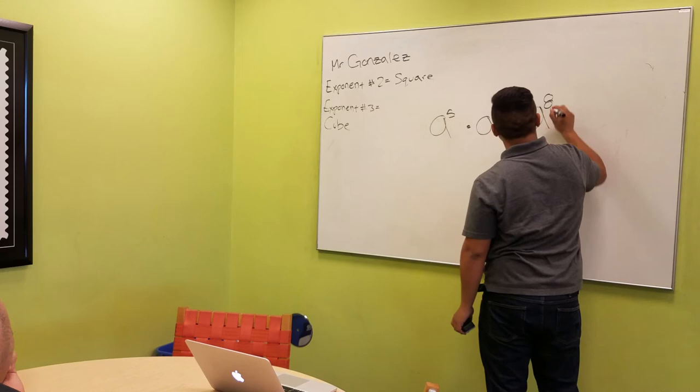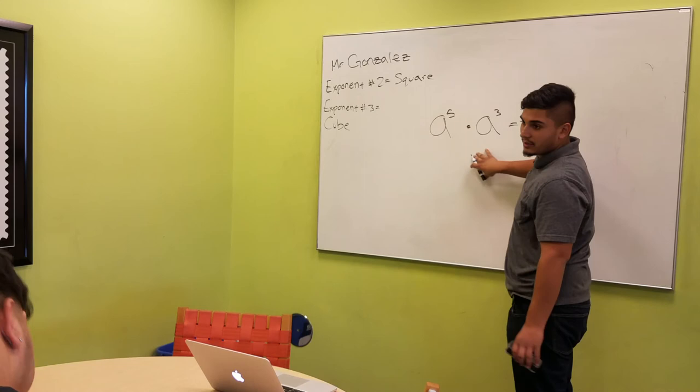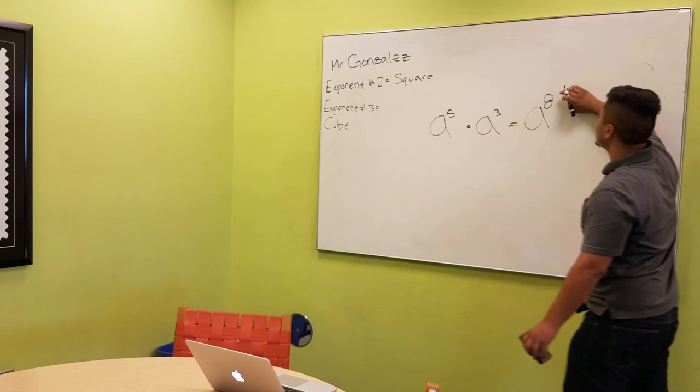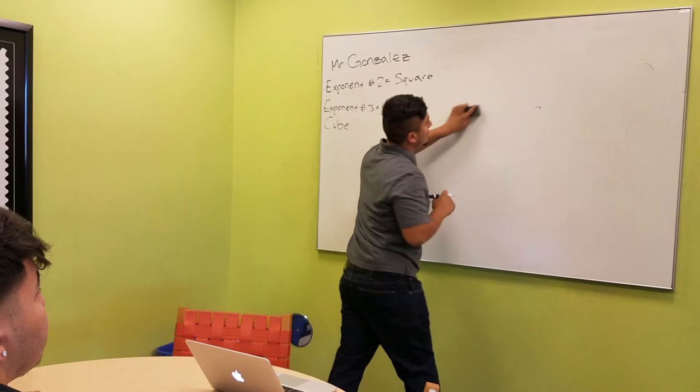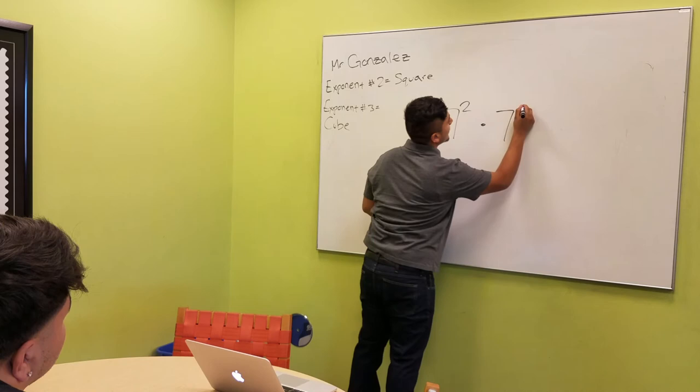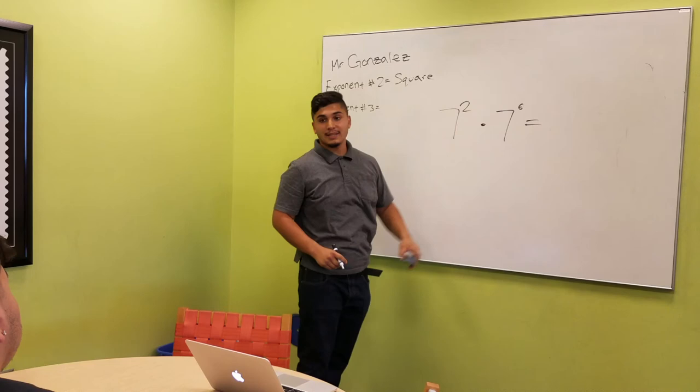All right? So when you multiply two constants with exponents, you're going to add the exponents and you can get this. It'll be the same thing when you're using a number. So 7 to the power of 2 times 7 to the power of 6. What's 2 plus 6? 8. So we have 7 to the power of 8.